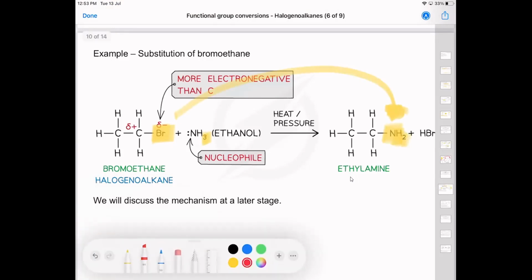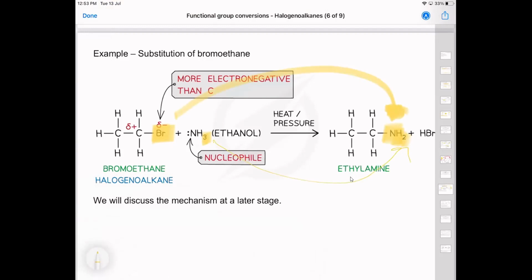And the reason is quite simple. Nitrogen can only have 3 bonds, so it has to lose a hydrogen. So one of those hydrogens is what comes off and forms the HBr at the end. Cool. Because nitrogen can only have 3 bonds.